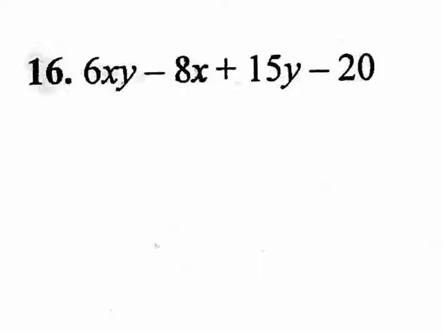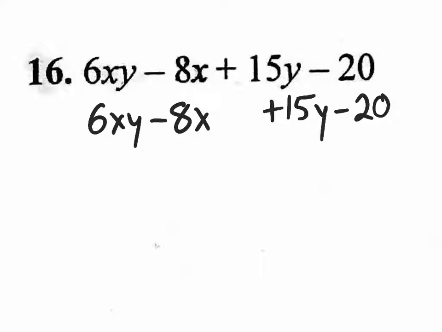Let's make space between the first two and the second two. Now after that, you look at your first group, and you decide what your GCF is. That would be a 2 and an x, correct? What would be left on the inside if you pulled out a 2x? 3, just y, okay, and then minus 4. And that's it.